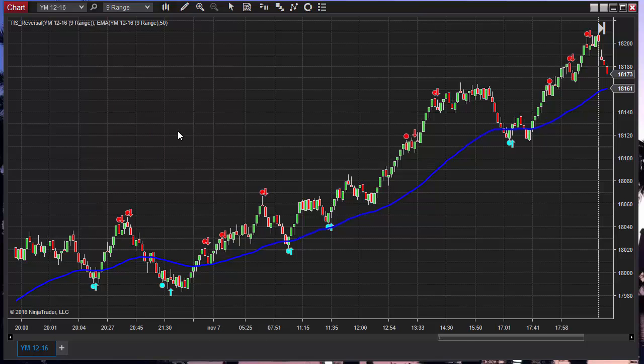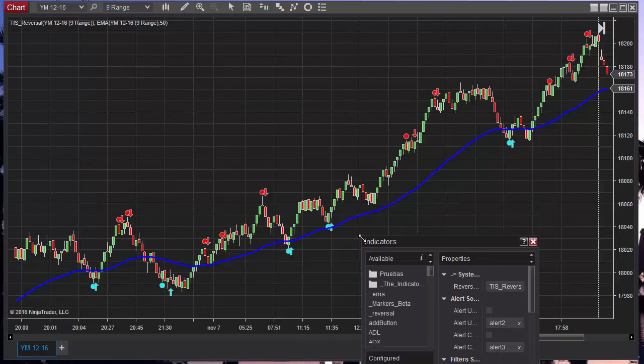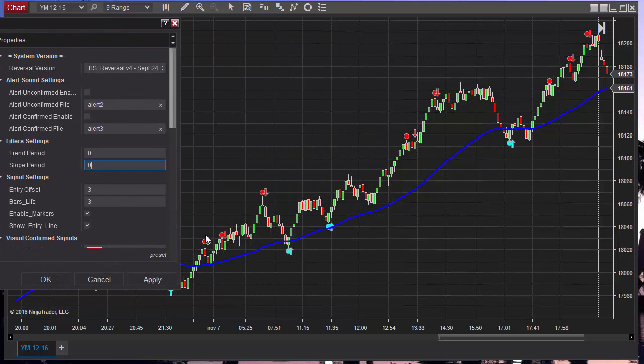We can use the filters included in the reversal indicator. One of the filters is for the trend, the location of the price against the moving average, and also the slope of the moving average. Here we are using the slope. If we place a period of 50, then we are only showing signals that are aligned with the slope of that line.